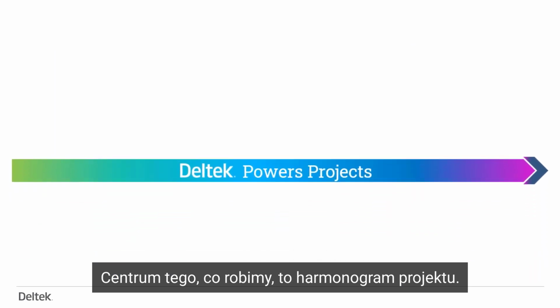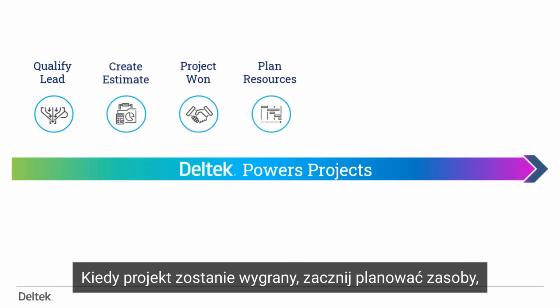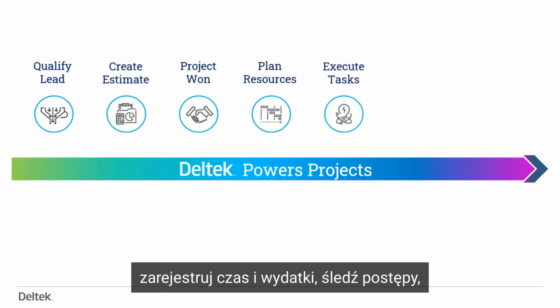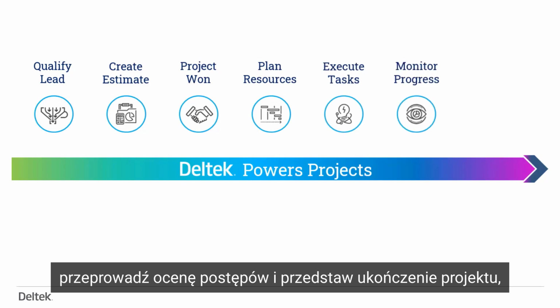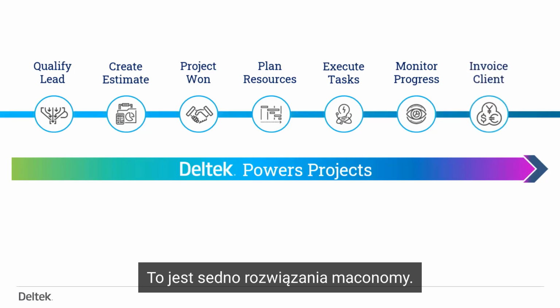The center of what we do is the project timeline. When the qualified lead comes in, create an estimate. When the project is won, start planning the resources, register the time and expenses. Follow up on the progress, carry out progress evaluation and % completion of the project. And at the end, invoice the client. This is the core of the Maconomy solution.